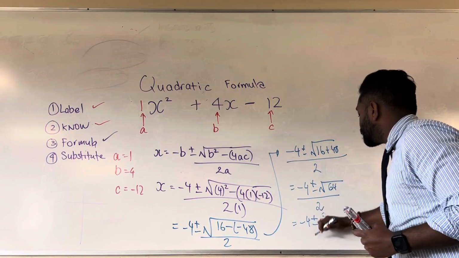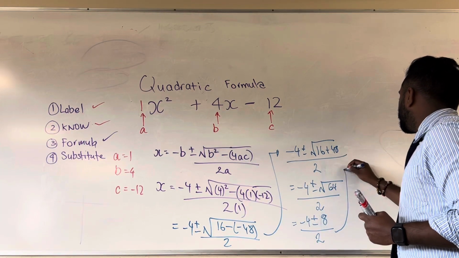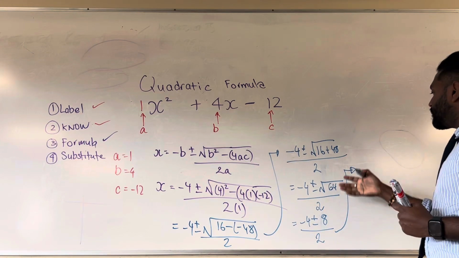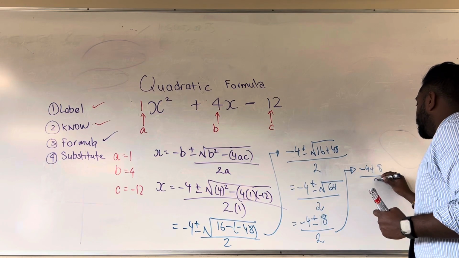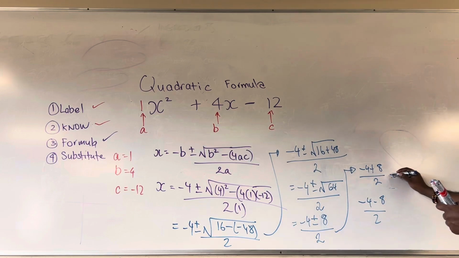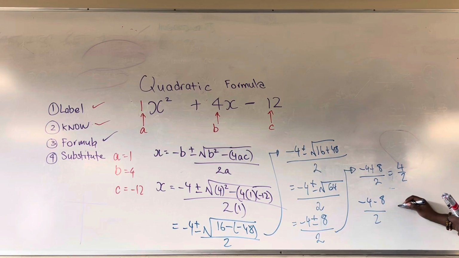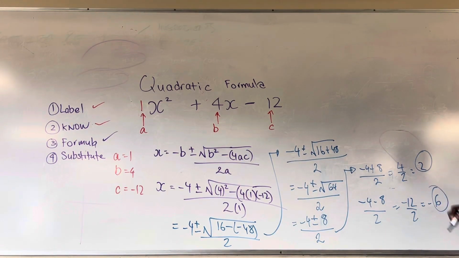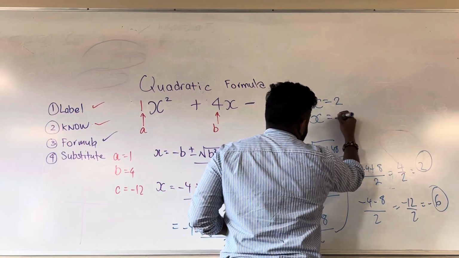Let's write that out properly. Square root of 64 is 8 over 2. Obviously I'm drawing arrows to show because I don't have much space. So negative 4 minus 8 over 2, and negative 4 plus 8 is going to be equal to 4 over 2. That's negative 12 over 2, which is 2 and negative 6. So those are our two solutions for x. So x is 2, x is equal to negative 6.